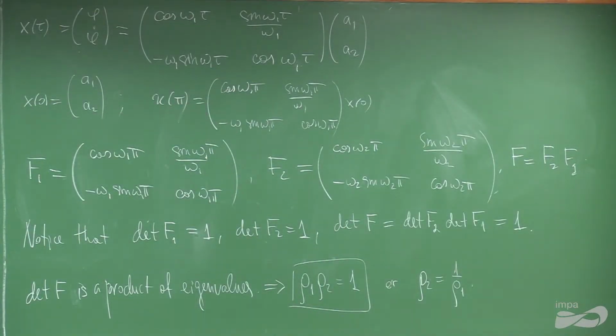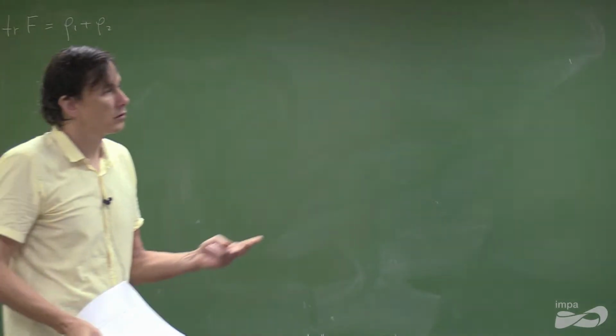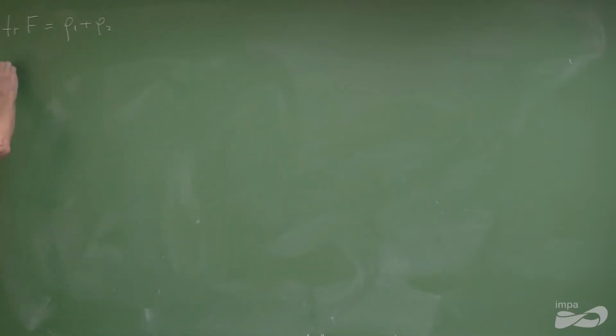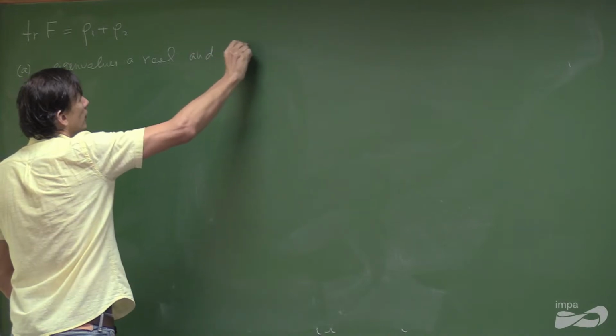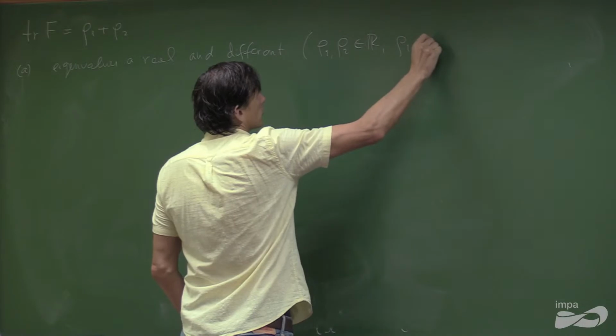The second property, which you may also remember from linear algebra, is that the trace of the matrix, the sum of the diagonal elements, is the sum of the eigenvalues. Okay. So we have that the product of them is 1, trace we don't know, but now what can we have? So we can have 3 cases actually. Case A, when eigenvalues are real and different. So rho 1 and rho 2 are real, and rho 1 is not rho 2.